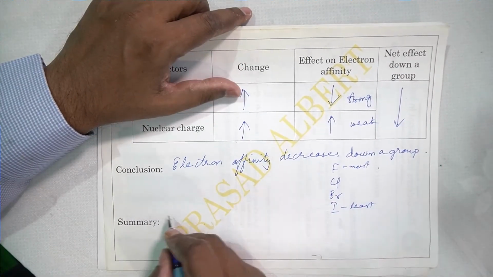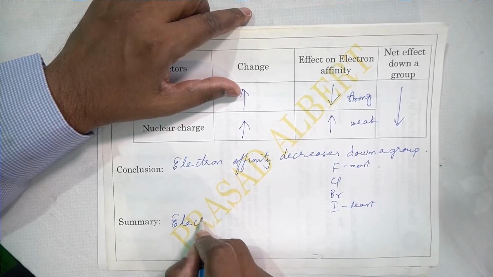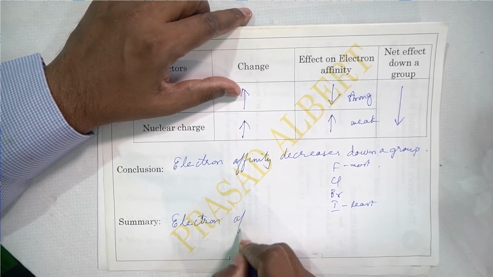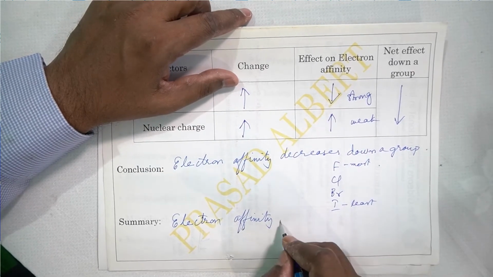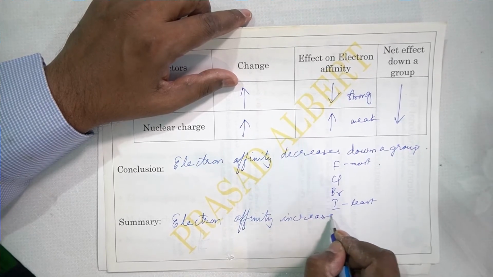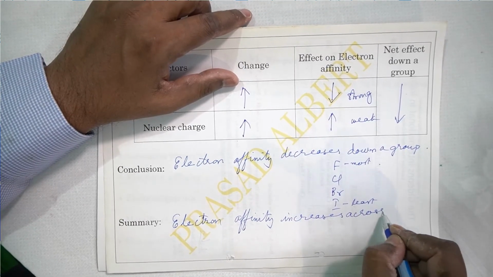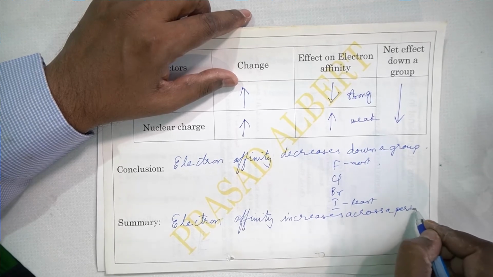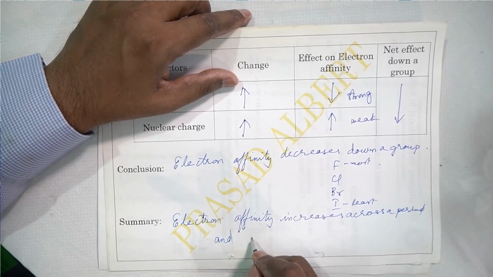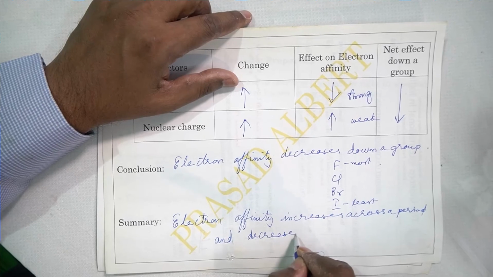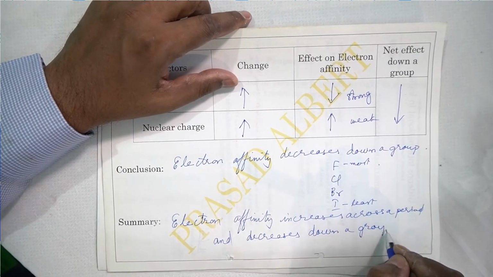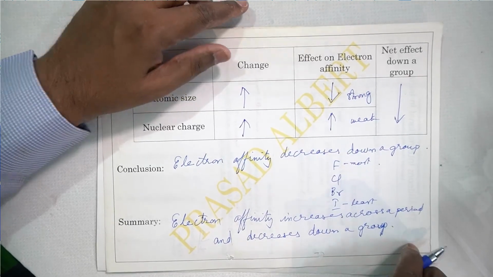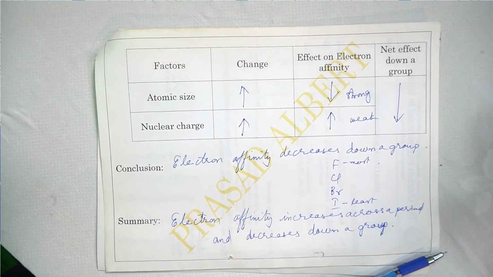The summary is: electron affinity increases across a period and decreases down a group. Okay, down a group. So that's it. You can go through it once again.